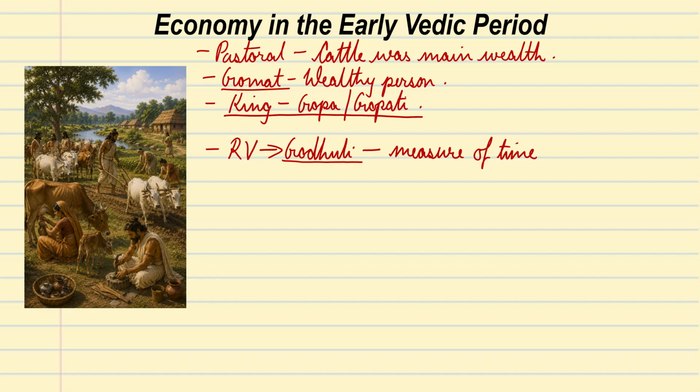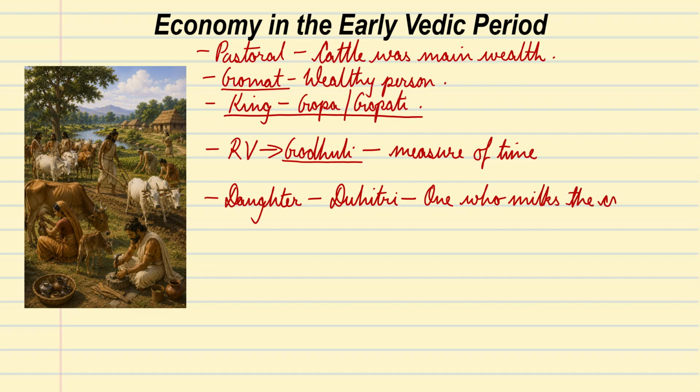So, a daughter was called Duhitri. What does Duhitri mean? One who milks the cows. So that was the meaning of Duhitri.